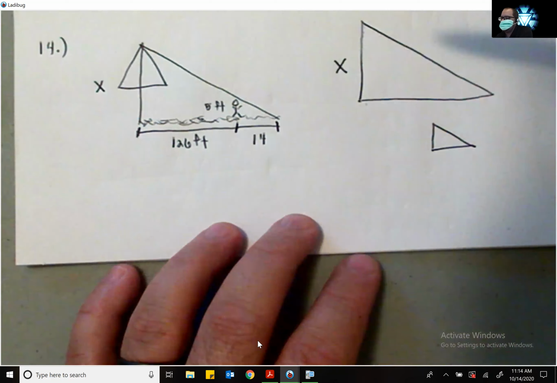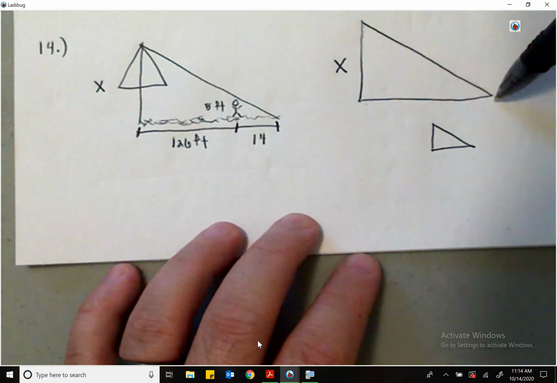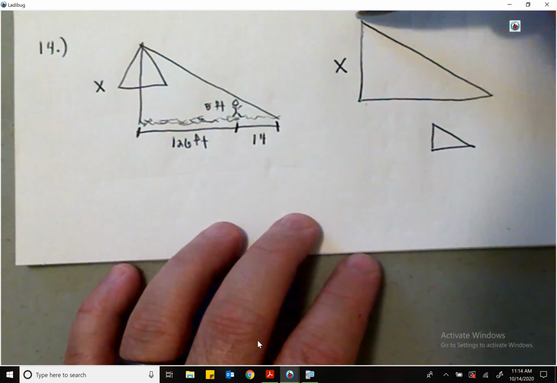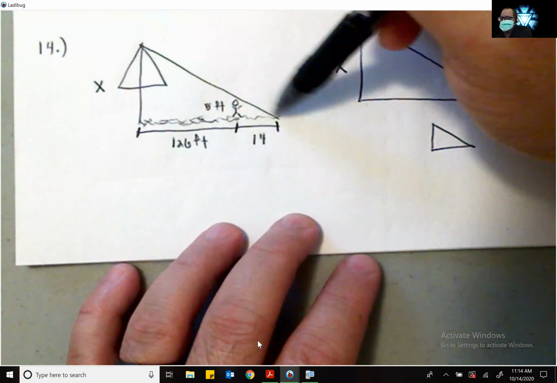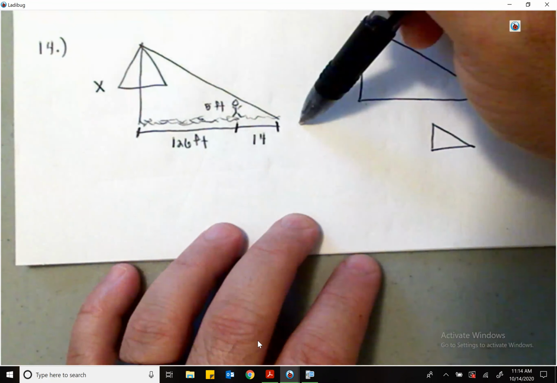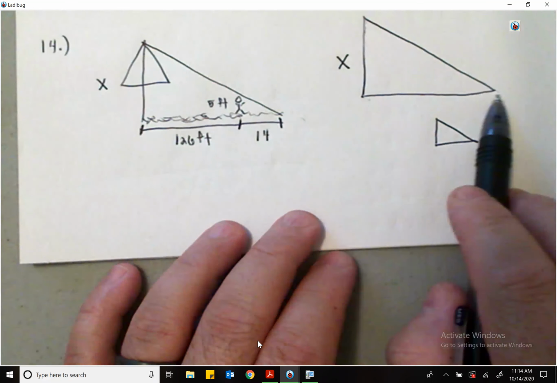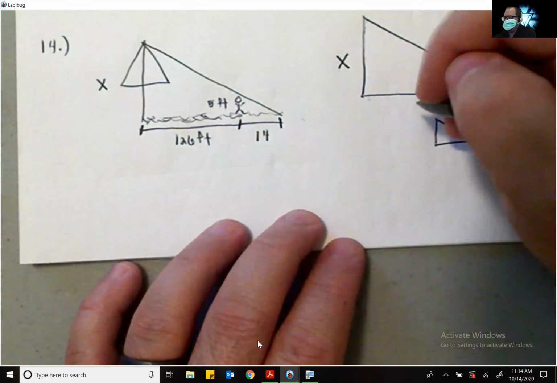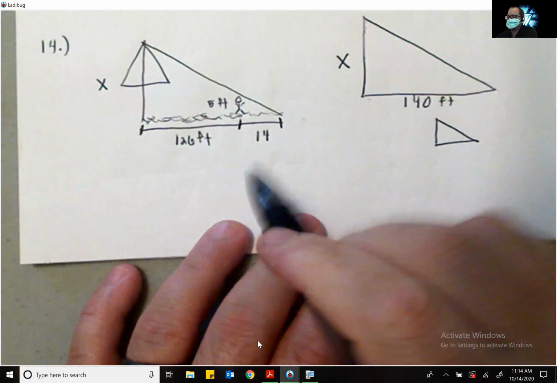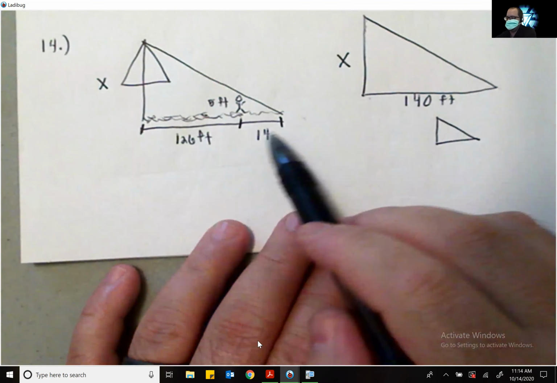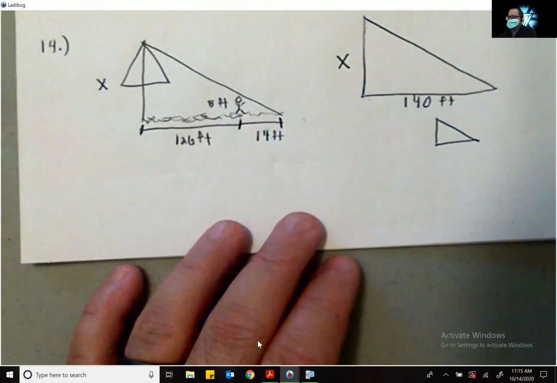Do we know this length? It's 140? Nope. This length right here is that little line that's right there. We don't know that length. Do we know the bottom length? The bottom length is 140. That's your 140, because you take the 126 plus the 14, and that should be feet. So there's the big triangle.